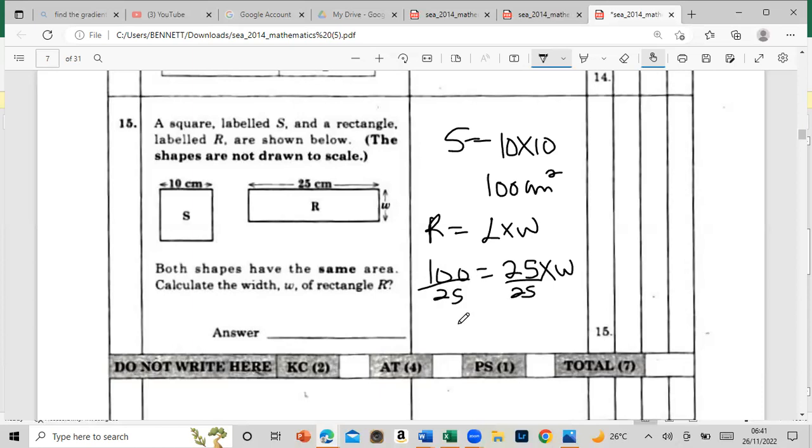So the width is equal to 4, because remember, it has the same area. And notice this one would be centimeters, but it's the length. Alright, so the length for this is 4. And it gives that in both of them the area would be 100 centimeters.